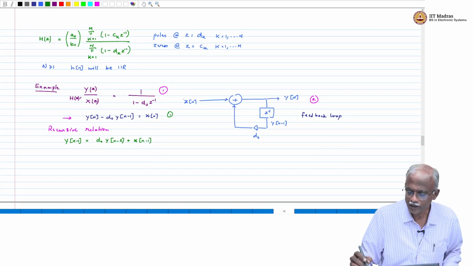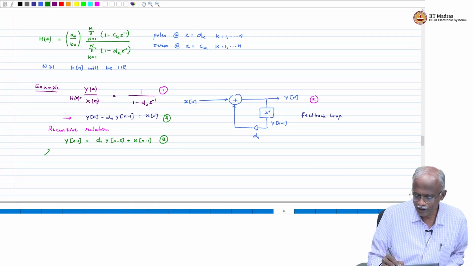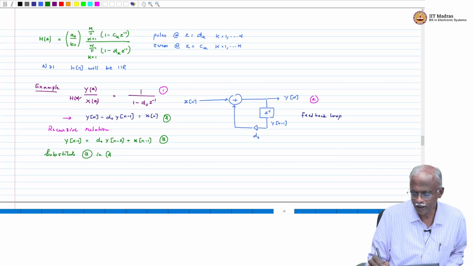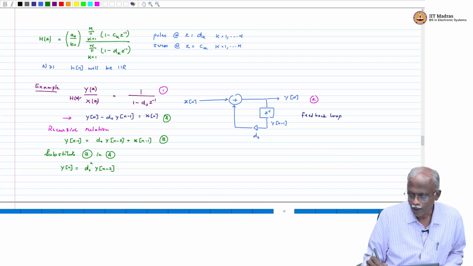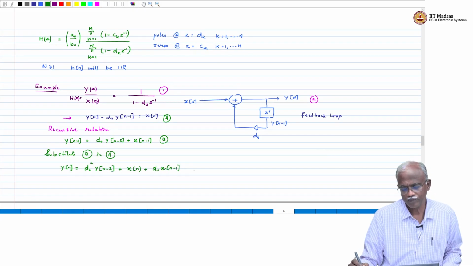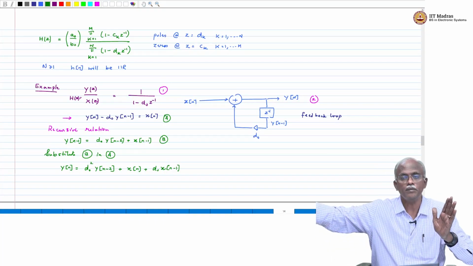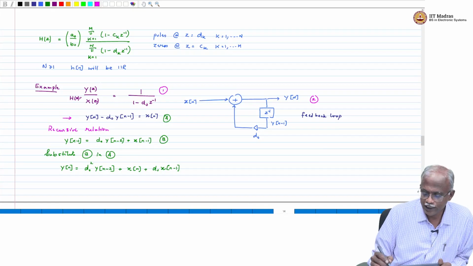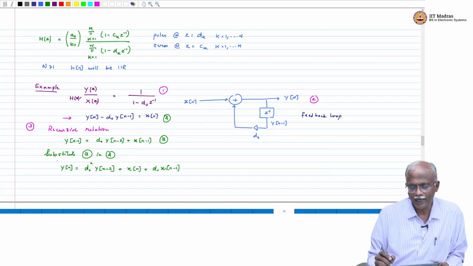Okay, if you call this equation A and this equation B, substitute B in A. What do you get? You will get y of n is equal to d naught squared y of n minus 2 plus x of n plus d naught x of n minus 1. Okay, then if you substitute again for y of n minus 2, you will get x of n minus 2. Then eventually you will get an infinite length because it is a recursive relation. So if you see a recursive relation representing your input-output relationship, this is also an indication that it is an IIR system.